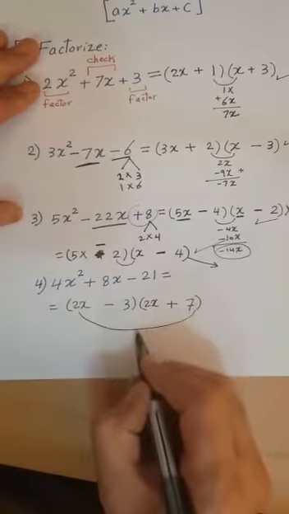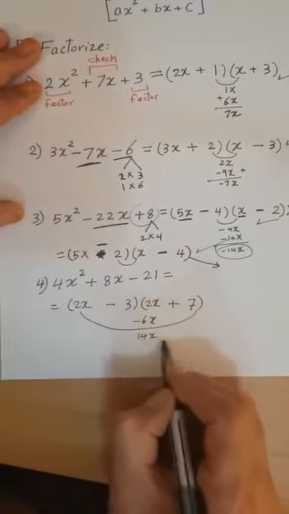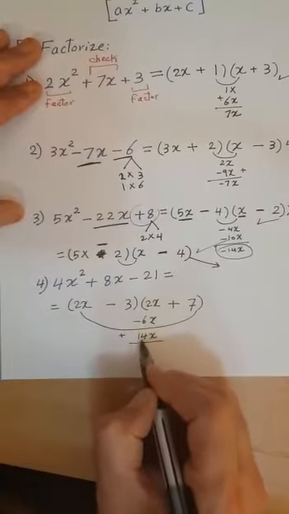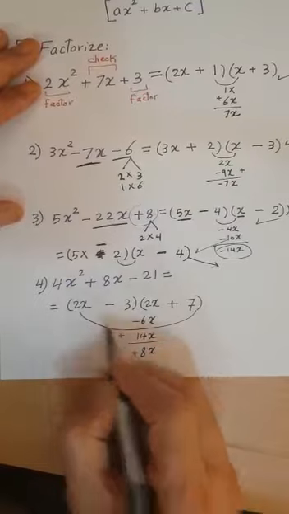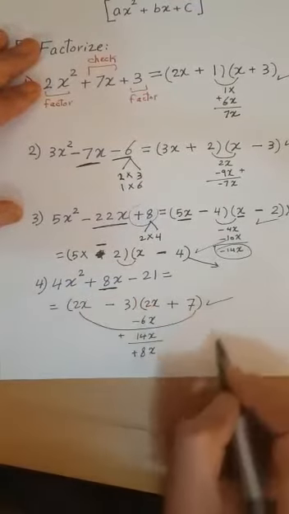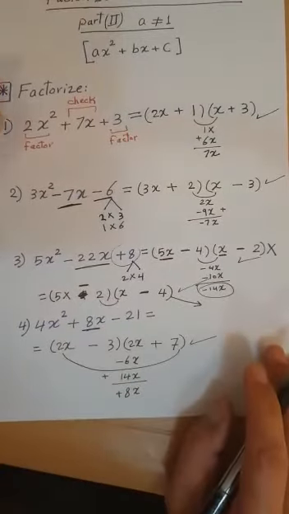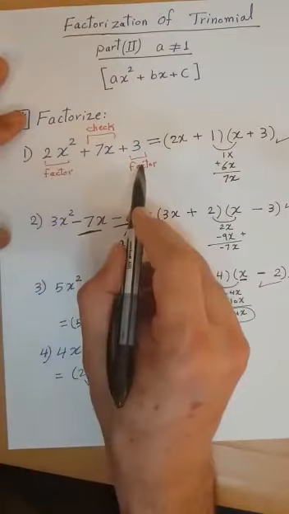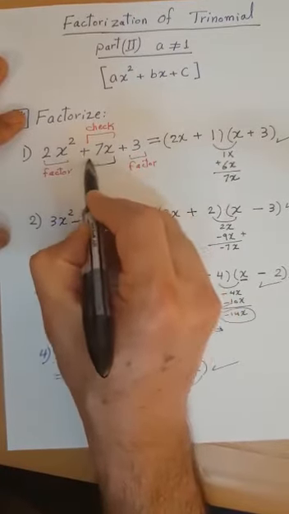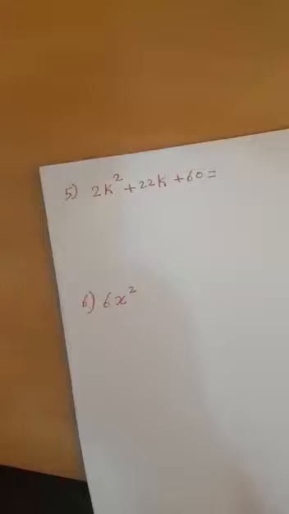2 times 7, 14x. Negative 3, negative 6x. What's the sum? Negative 6x plus 14x equals 8x positive. Yes, 8x is positive. Now your answer is correct. So, this method depends on factorization by trial and error. You factor, as I told you, the first term and last term, and you use the middle term to check your answer. Is it correct or incorrect?